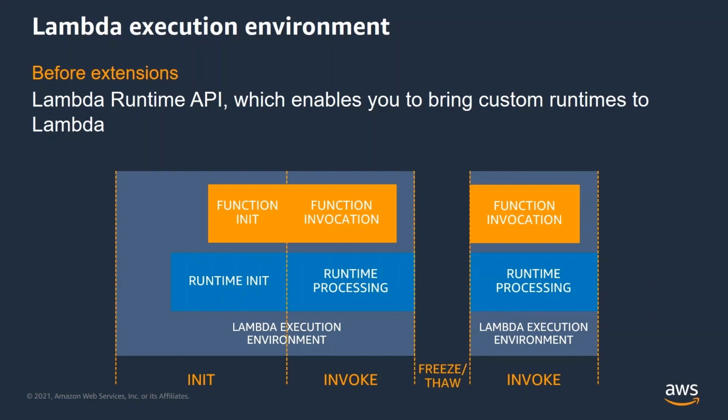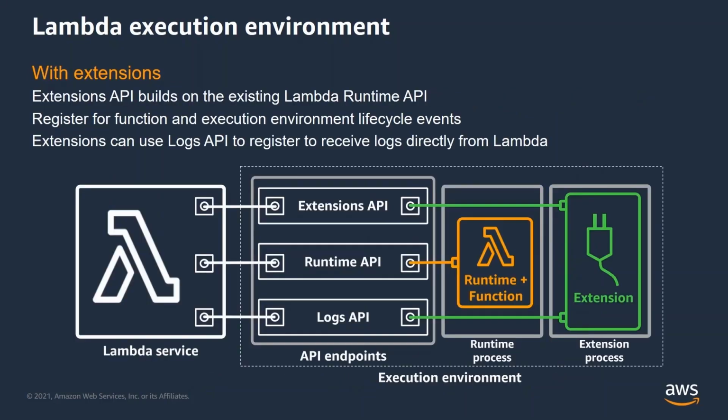When the invocation finishes, Lambda freezes the execution environment so you don't pay for idle. When the next invoke comes in, Lambda unfreezes and reuses the execution environment for a warm start, and the runtime and function do their work. When there are no pending invocations or Lambda refreshes the environment, Lambda then removes the execution environment.